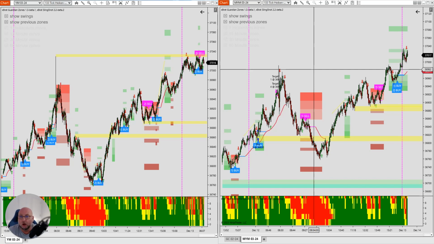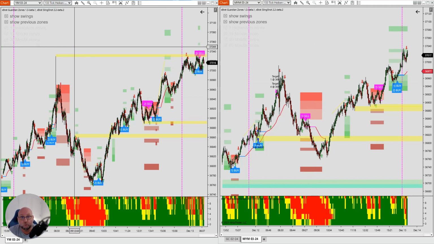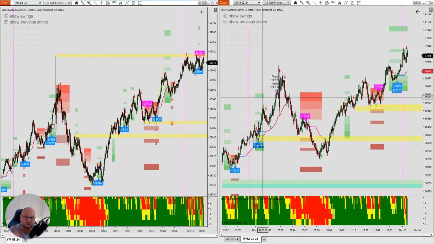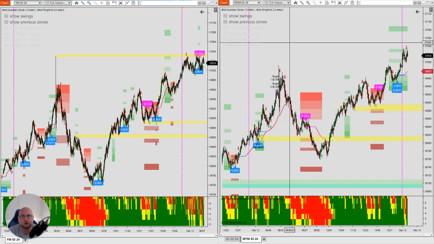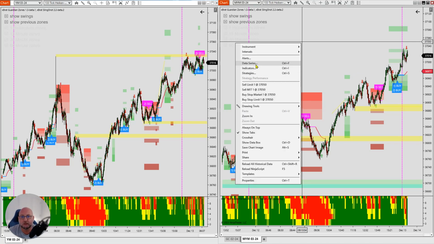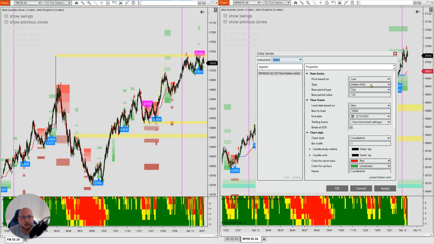So on the right chart here is the micro Dow Jones futures. On the left chart is the YM, the E-mini contract. One of the big things with this is look at the price action and the smoothness on the YM. So they're both on at the moment 133 tick Heikin-Ashi chart. So Heikin-Ashi does help us get that smoothness, if you like. If I just right click on here and go to data series, we can see the type is Heikin-Ashi, the base period is tick, and I've got 133.